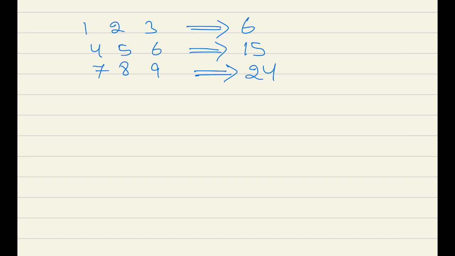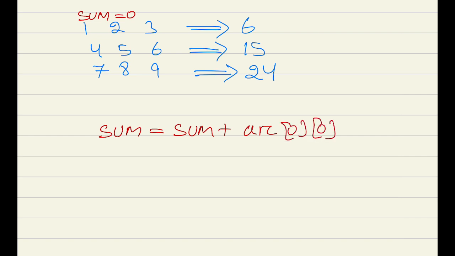So how do we compute the sum? In the first row we can write sum equal to 0. We take a variable sum equal to 0, then add: sum equal to sum plus, assuming the array name is ar, ar of 0 0. That means sum becomes 0 plus 1, that is equal to 1.